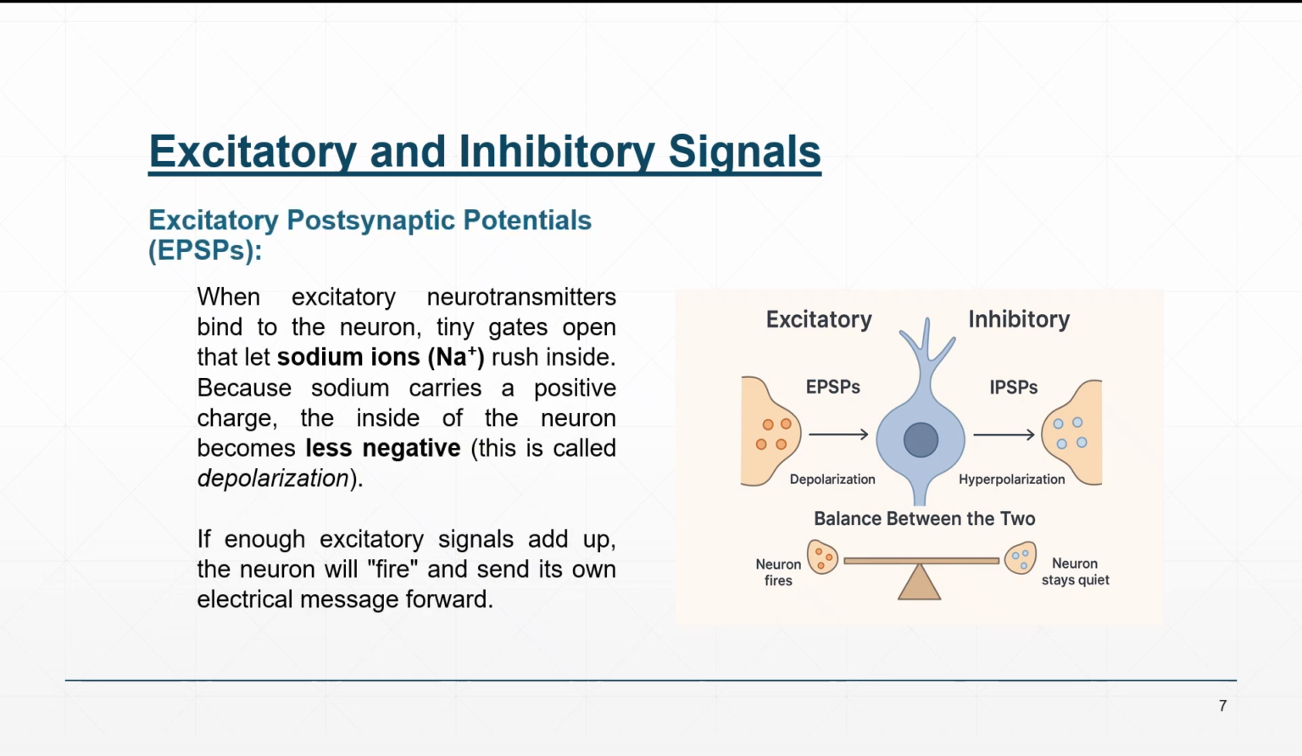Now, try to understand what excitatory postsynaptic potentials, EPSPs, are. When excitatory neurotransmitters bind to the neuron, tiny gates open that let sodium ions, Na, rush inside. Because sodium carries a positive charge, the inside of the neuron becomes less negative. This is called depolarization. If enough excitatory signals add up, the neuron will fire and send its own electrical message forward.